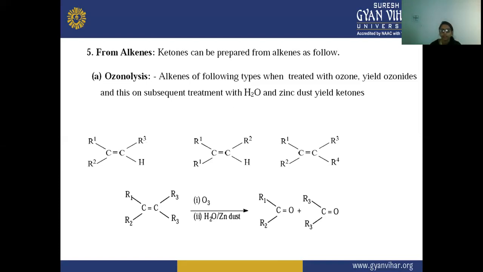So these alkynes, which are of different types, are treated with ozone and yield ozonides, and subsequent treatment with H2O and zinc yields the ketone. Here you will see that when this alkene reacts with ozone, and then in the presence of water and zinc dust, there is a formation of ketone, and two moles of ketones are formed here. So this reaction is known as ozonolysis, a type of alkene reaction which forms ketones from alkenes.